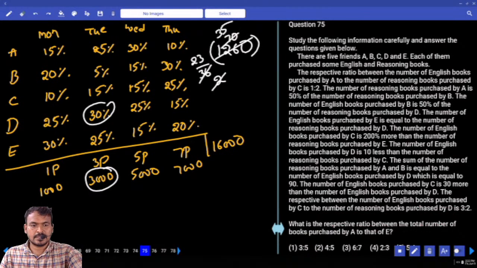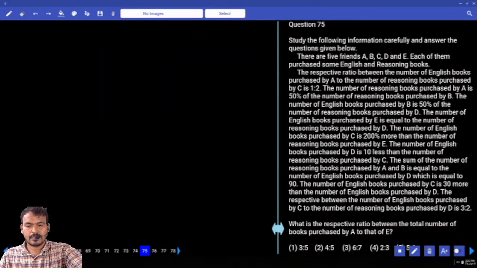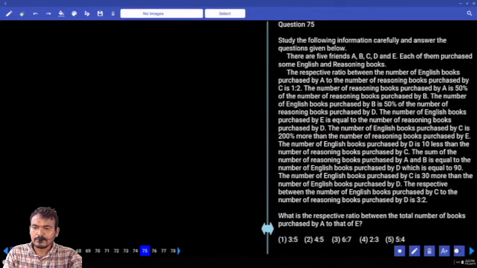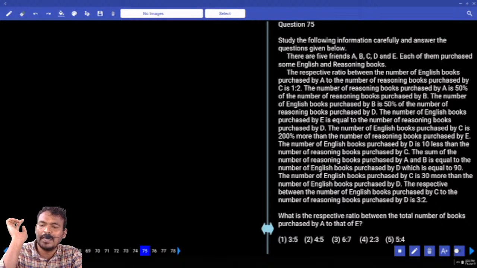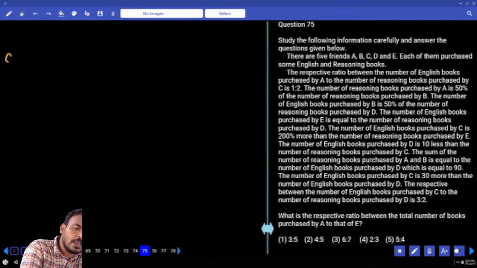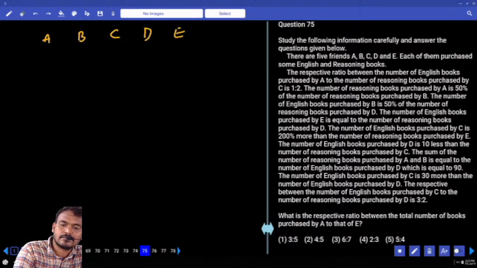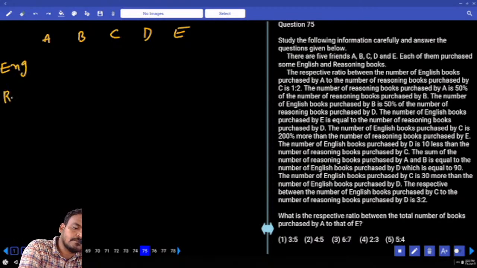Next, question numbers 75 to 80. There are 5 friends, A, B, C, D and E. Each of them purchased some English and reasoning books. A, B, C, D and E. Those purchased either English or reasoning books or not.